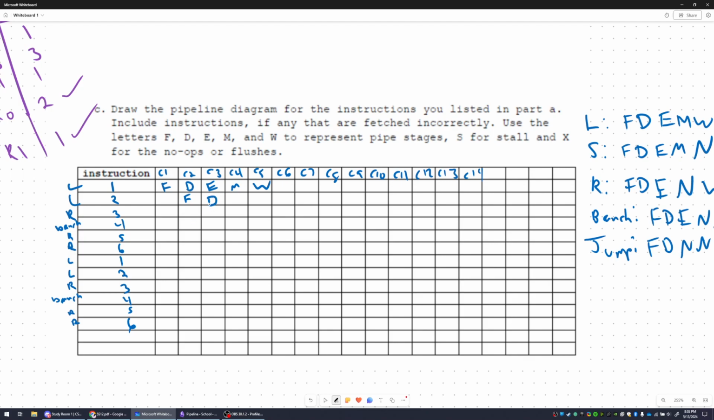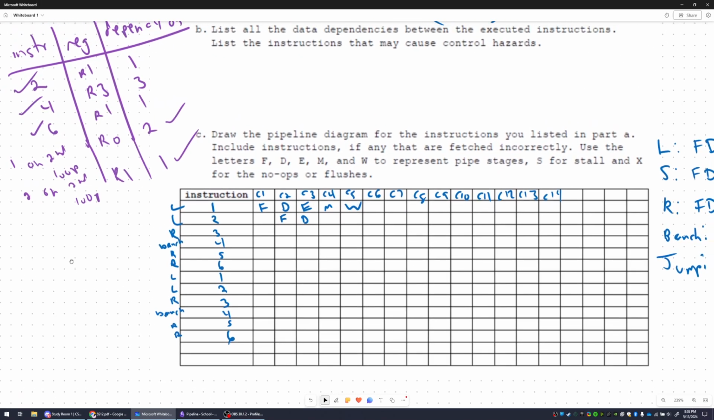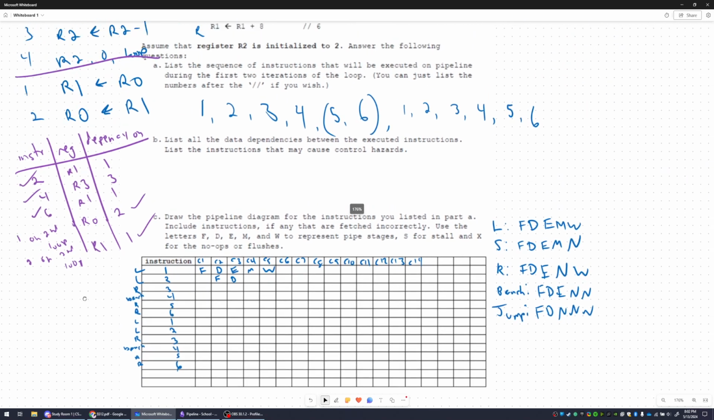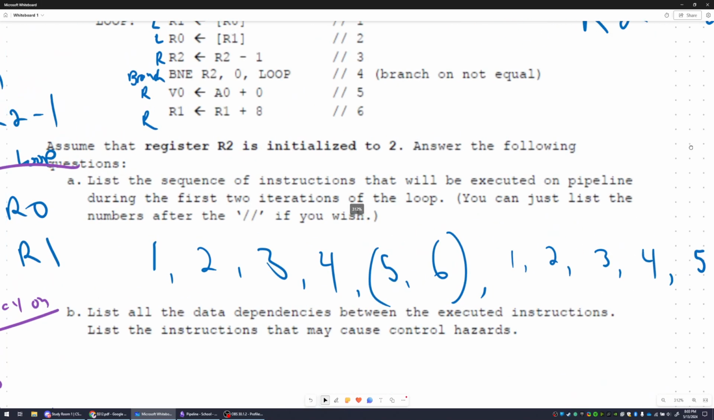For me, I always do fetch and decode because those never have conflicts with anything else, I think. And then now we just have to think about are there any dependencies? So instruction two has a dependency on instruction one, and that's because, let me just copy this code so we know what it is.